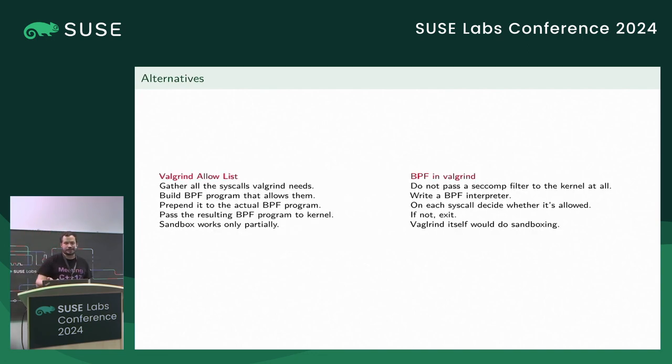What were the alternatives that could be? I once mentioned it during lunch to a former colleague of mine. And he said, why don't you do something like an allow list. We could potentially gather every syscall Valgrind needs and build a BPF program that would allow each one of those syscalls. And we could prepend this BPF program to the program that's passed as filter installation by the program we are analyzing, so that when that filter gets executed in the kernel, it would allow list every syscall Valgrind needs, and then it would ban what the program being analyzed asks us to ban.